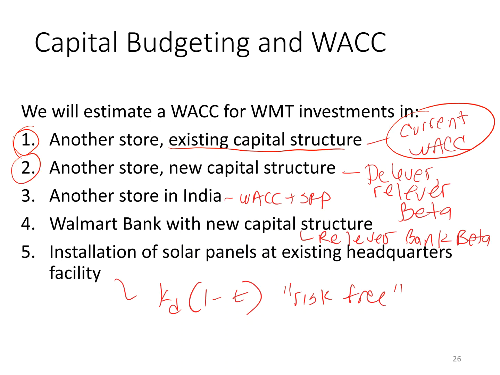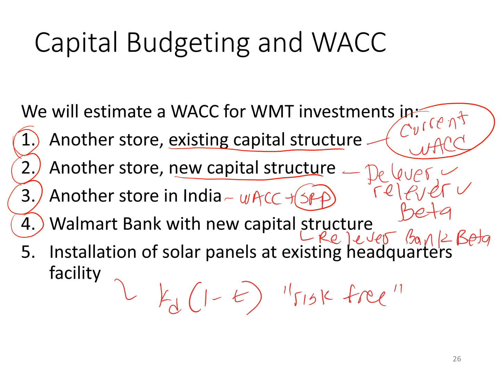Second, if Walmart wants one more store, but they're going to finance it with a little bit more debt or a little less debt, well, easy. I'm just going to de-lever the Walmart beta using their existing D/E ratio, re-lever it based on that project's D/E ratio, and then I'll also use that in the debt percent and the equity percent used to calculate WACC. Third one, what if they want to add just another store, except it's going to be in India? Well, you'd expect that India has different business risks than the US, and so we're going to add something called a sovereign risk premium to the WACC.